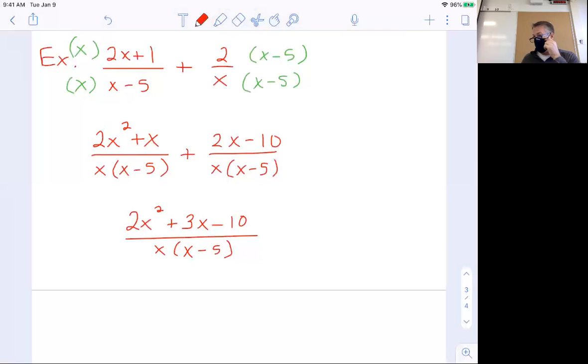And we may or may not be done. We should try and factor the top to see if it factors. So let me try and factor that trinomial up there. So I'll have 2x and x. And if I tried factors of 10, 10 and 1, that's not going to work because that's going to give me 2x and 10x, which I cannot get 3x from. So I'll switch those and try 1 and 10. That's not going to work because that gives me 20 and 1.